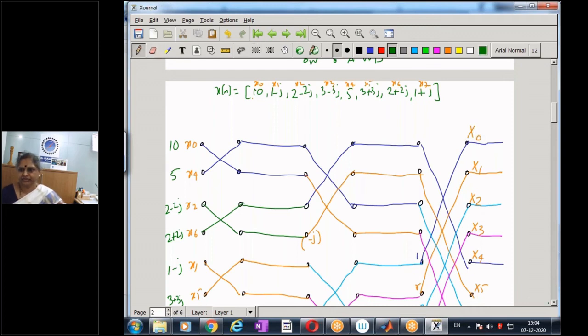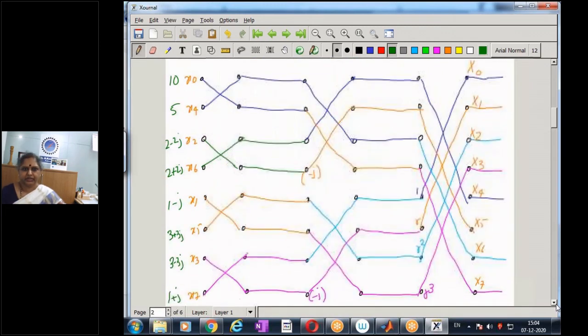So we know the computation here. This is going to be 10 plus 5, that is 15. 10 minus 5 is 5. Next we have the sum of these two, so that is going to be 4. And the difference of the two is going to be minus 4j.